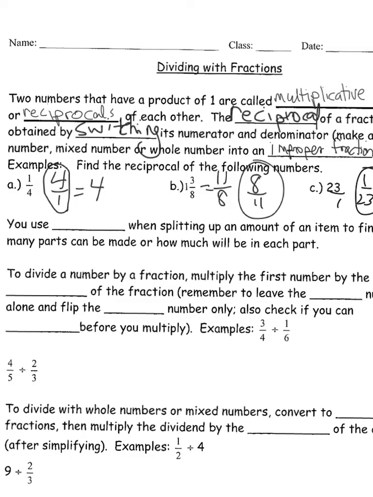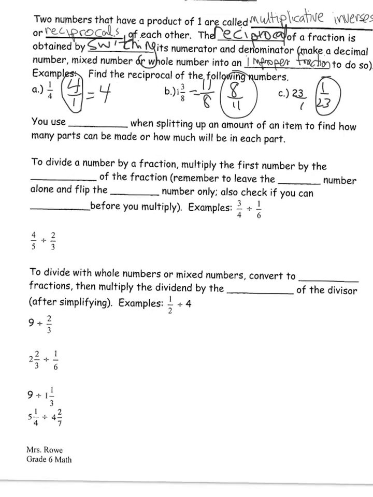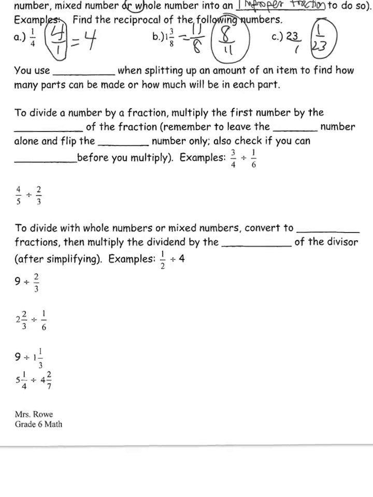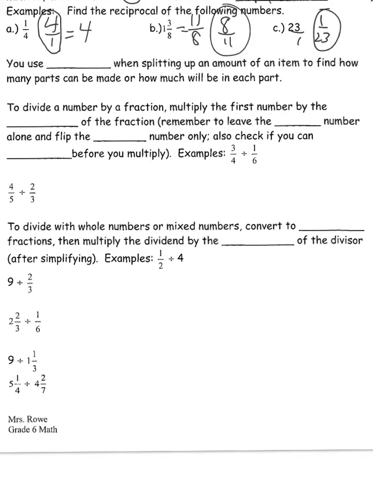Now when we are using division, the reason we're using division is to split up an amount of an item, to find how many parts can be made, or to find out how much would be in each part, sort of like the models that we've been doing. So you use division, the word we want to fill in there is division, when splitting up an amount of an item. To divide a number by a fraction, multiply the first number by the reciprocal of the fraction of the second number. So remember to leave the first number alone and flip the second number only.